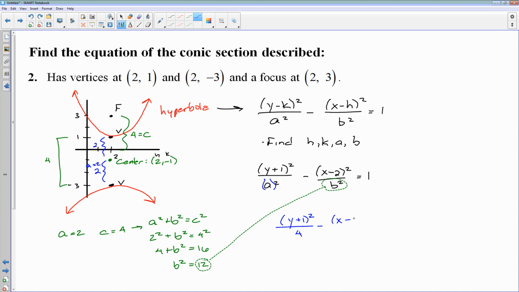So (x - 2)² over b², and I know that b² is equal to 12, equals 1. There's the equation of this hyperbola. Good? So I sketch the information, and from there, I find my center, which is (h, k), and then I can use a and b or a and c to find b and all that good stuff.